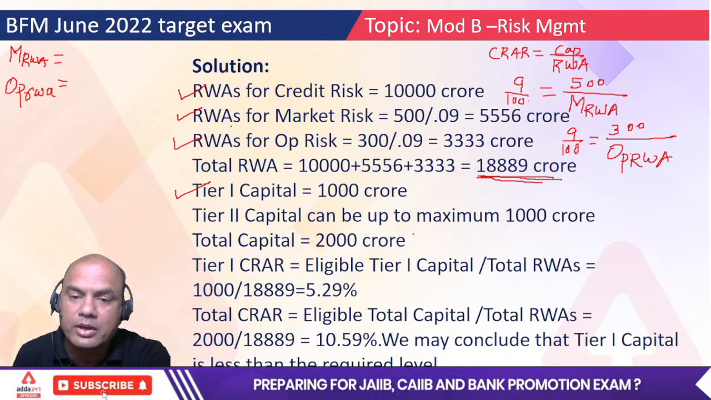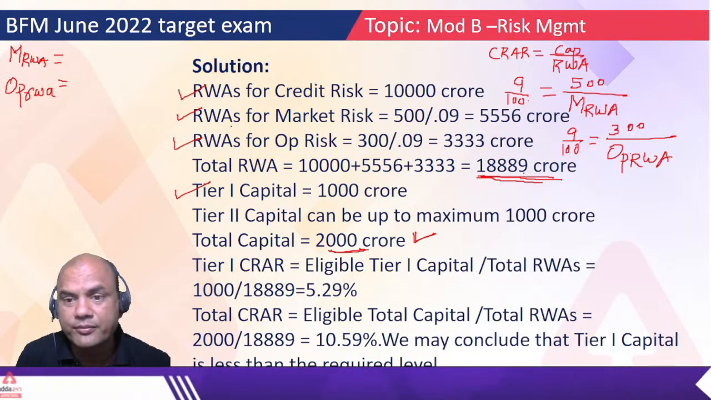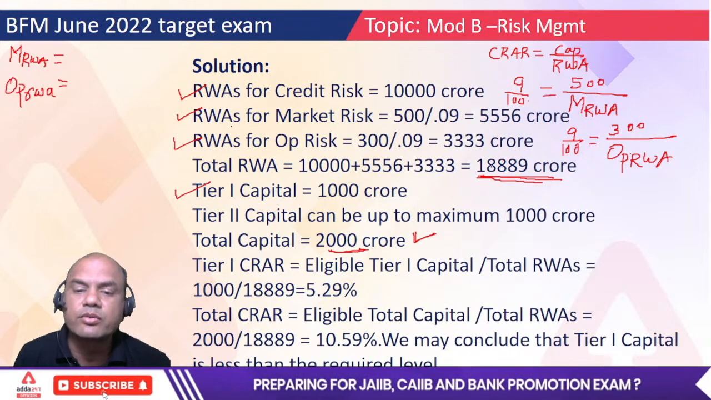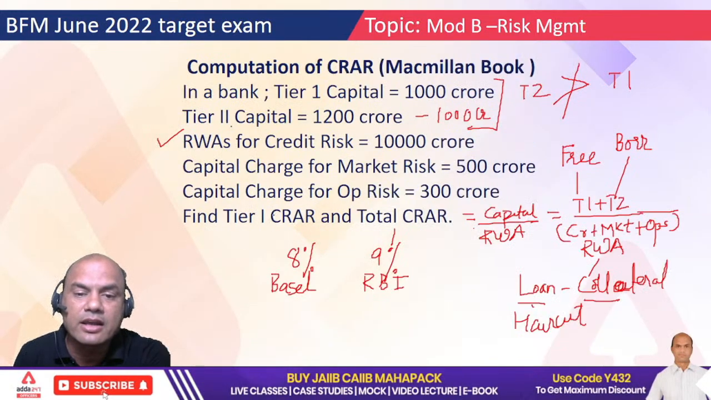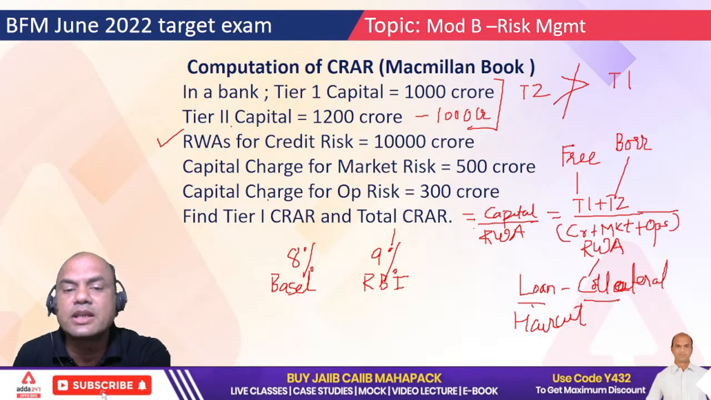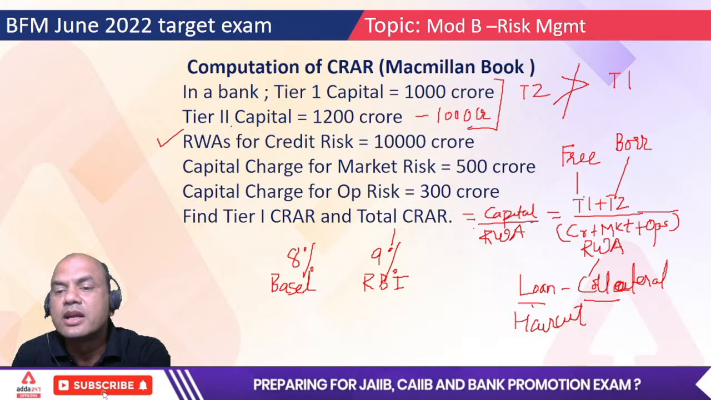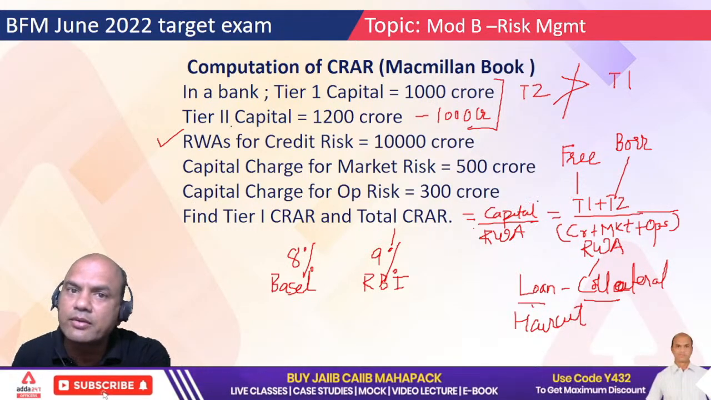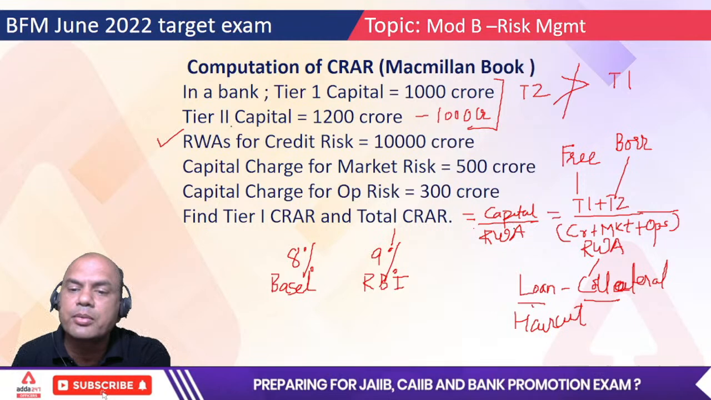Now I've got my total capital, this figure, plus I've got total RWA, right? So once I get this, what should I find? What is the question to me? Find tier 1 CRAR and total CRAR. So what is tier 1 CRAR? Tier 1 CRAR is simple. See this formula, it is always the same, it never changes. Capital upon RWA. If I want it for tier 1, then tier 1 capital upon RWA.